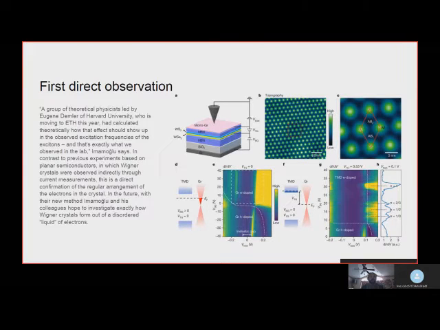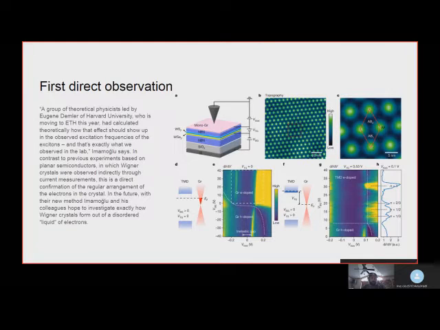The first direct observation. A group of theoretical physicists led by Eugene Demler of Harvard University, who is moving to the ETH this year, had calculated theoretically how that effect should show up in the observed excitation frequencies of the excitons. And that's exactly what we observed in the lab, Amuglio says, in contrast to previous experiments based on planar semiconductors, in which Wigner crystals were observed indirectly through current measurement. This is a direct confirmation of the regular arrangement of the electrons in the crystal.